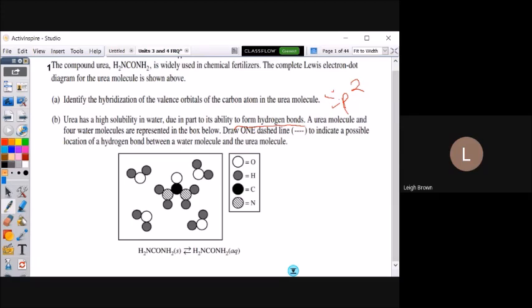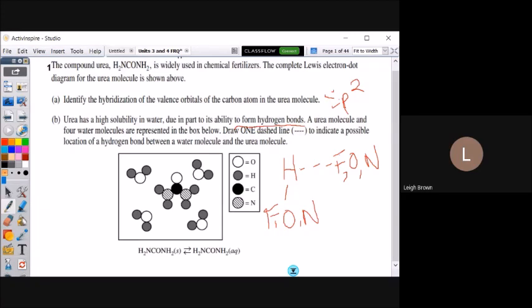Just to review IMFs really quickly, we need a hydrogen on one molecule that is attracted, this is our dotted line, our hydrogen bond, to a fluorine, oxygen, or nitrogen on an adjacent molecule, but that hydrogen itself has to be covalently bonded to one of those three really electronegative elements as well. Okay, so just want to review that.